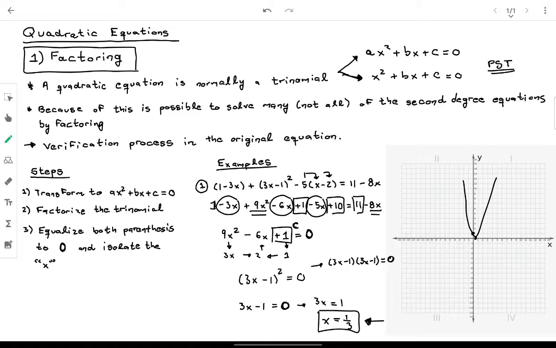Now, I will do the verification process only for example number 1, but if they ask us to do the specific verification process, what do we need to do? So let's see.